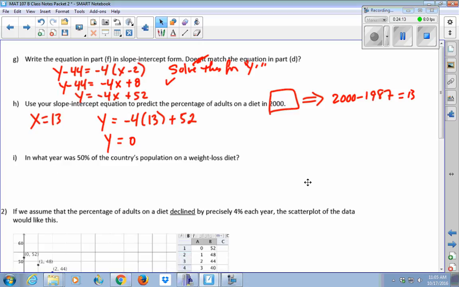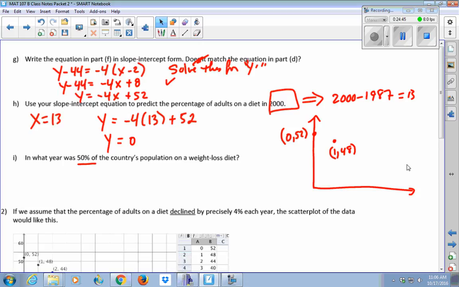Okay, in what year was 50% of the country's population on a diet? Well, we could probably do this without any algebra because we know in 1987 it's 52%, and 1 year later it's 48%, right? Because it drops 4% each year, and 50 is halfway between that, right? So it's going to be halfway between 1987 and 1988, so midway through the year. So let's see if the algebra will tell us the same story.